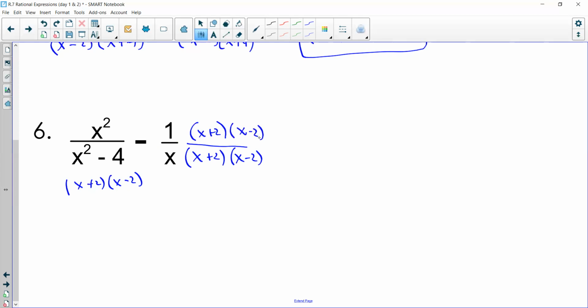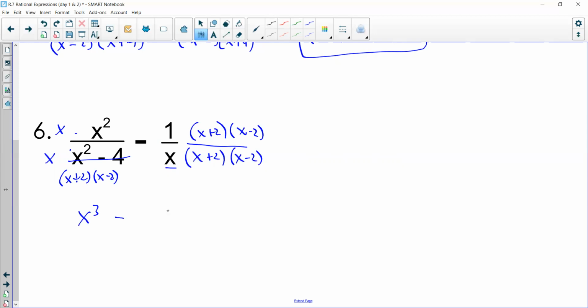Okay, what the left side doesn't have is just the x itself. So I multiply this times x and this times x. And you know what? I should actually leave that as x plus 2, x minus 2, because eventually we want to factor our bottom. All right, what does that do for me? On the top left, it's going to be x to the third power. x times x to the second is x to the third.